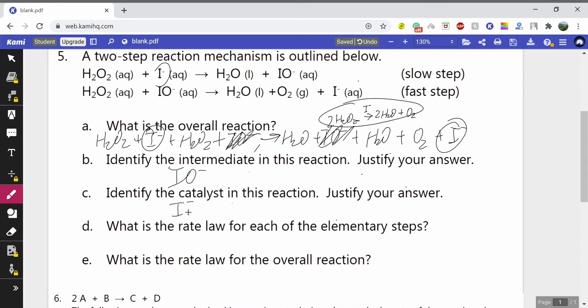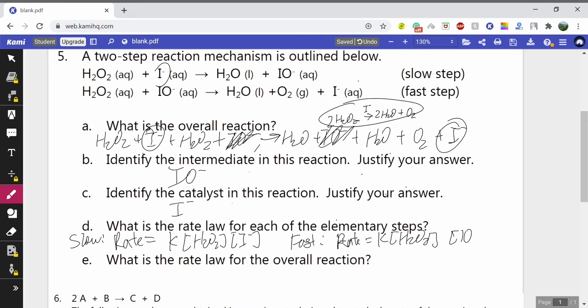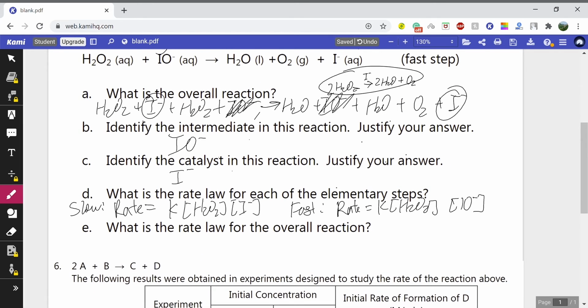What is the rate law for each elementary step? Alright, so let's find the slow step. Rate is equal to K times H2O2 times I minus. Remember, just rate equals K times each of the reactants. And for the fast step, it's going to be rate is equal to K times first reactant, H2O2, times second reactant, IO minus. What is the rate law?